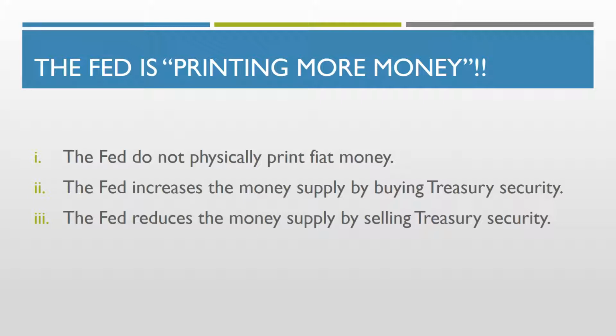So the idea is the Fed increases the money supply by buying treasury securities, and the Fed can also reduce the money supply by selling treasury securities to the banks and taking out the cash from the banks. So at the end, you don't want to tell people that when the United States is running out of money, the Fed is going to print more money to pay off our debt. They are not.